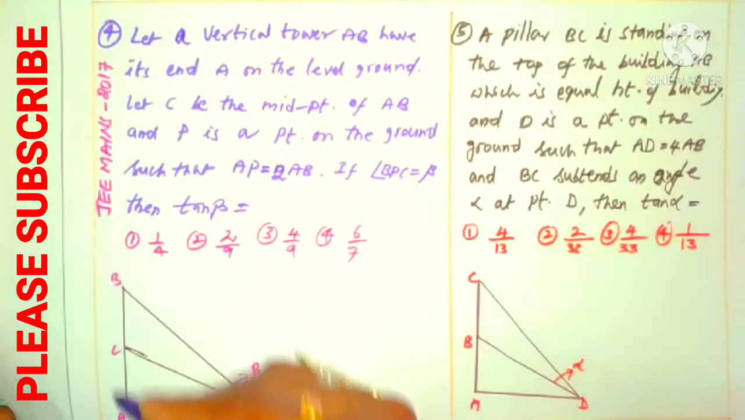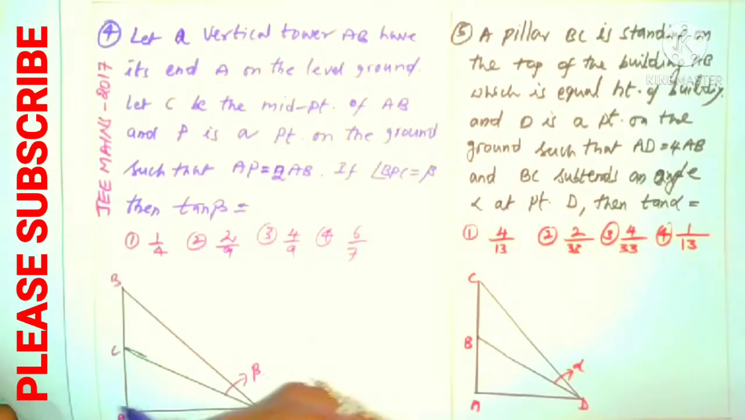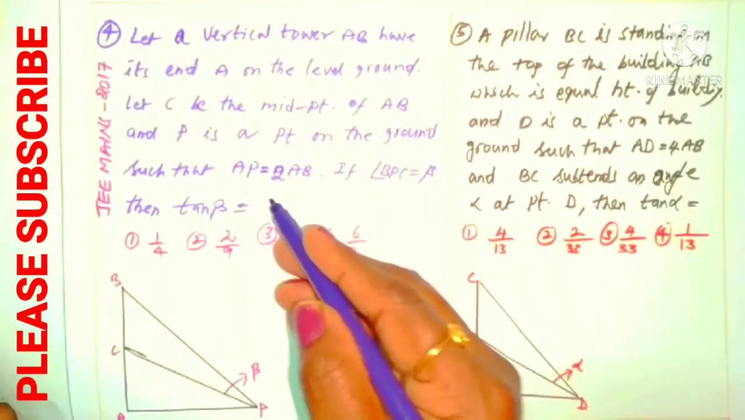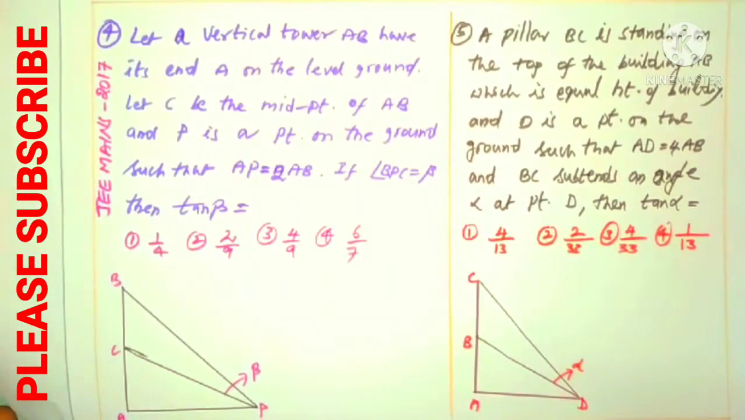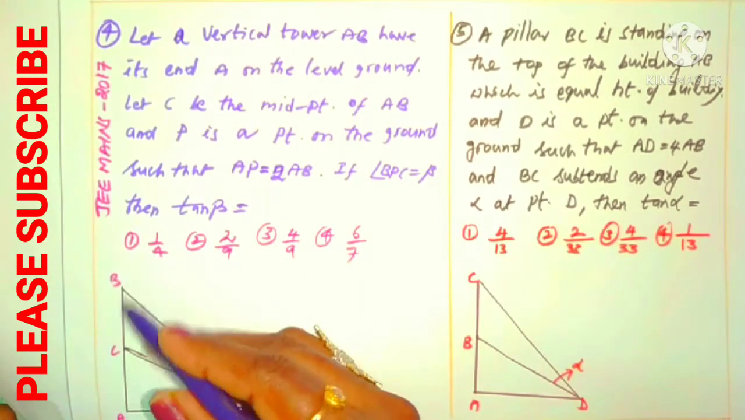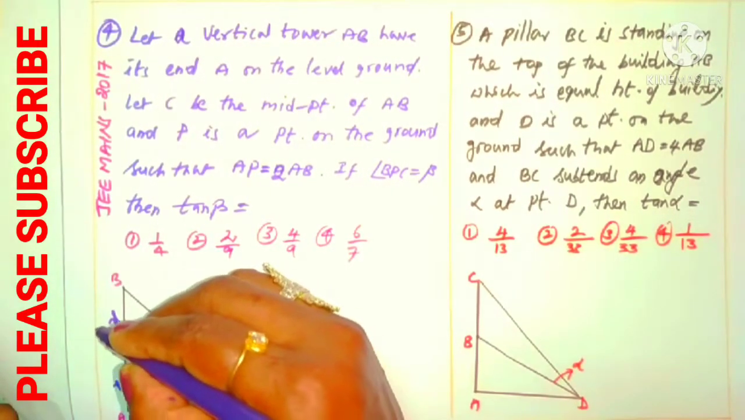AB is a vertical tower, and A is on the level ground. C is the midpoint of AB, and P is such that AP is 2 times AB. What is C? C is the midpoint of AB. I have taken this as X, this as X, so totally 2X.